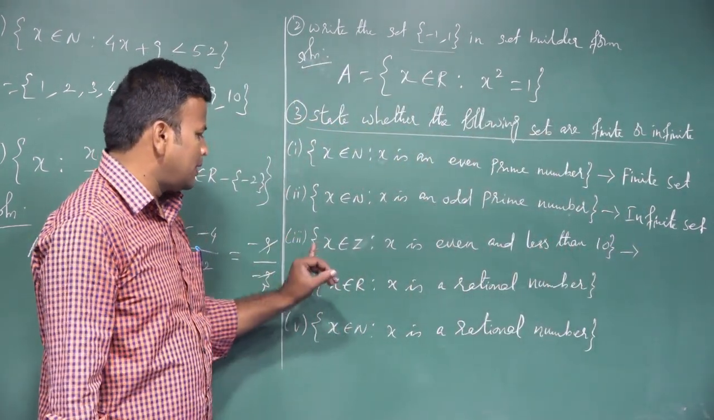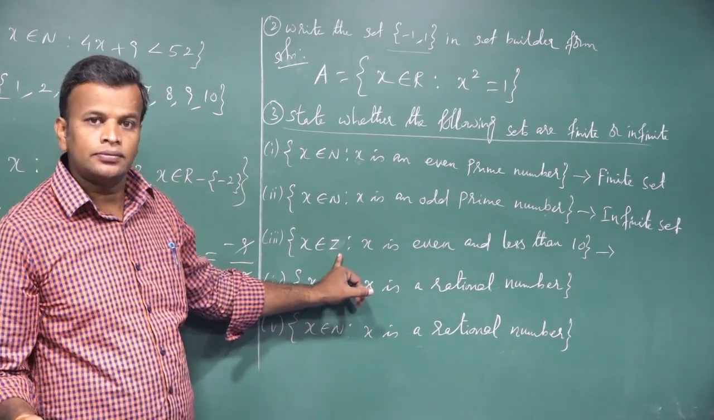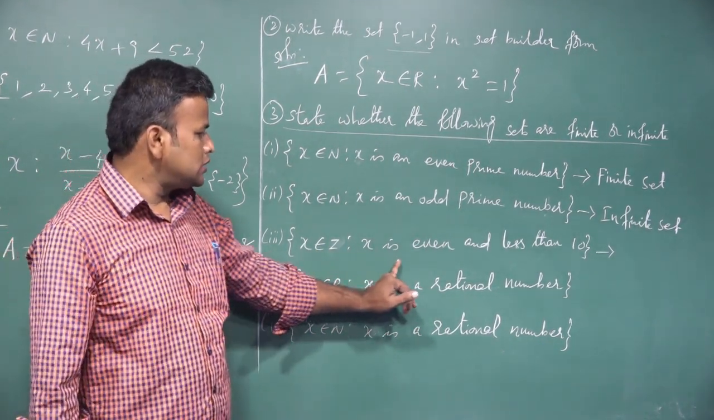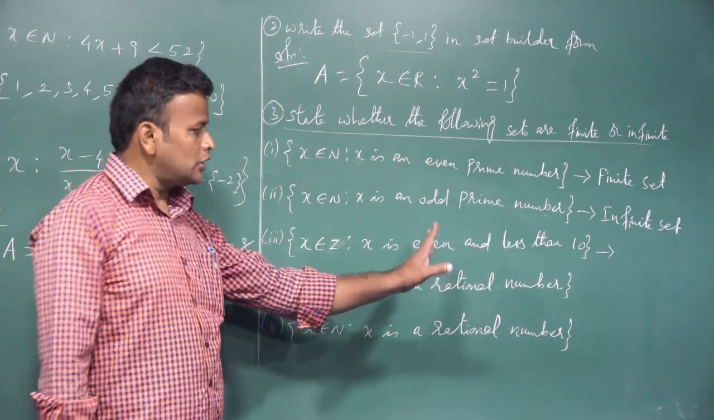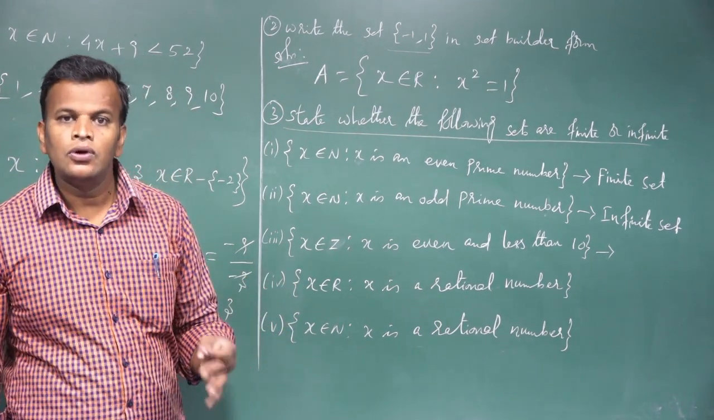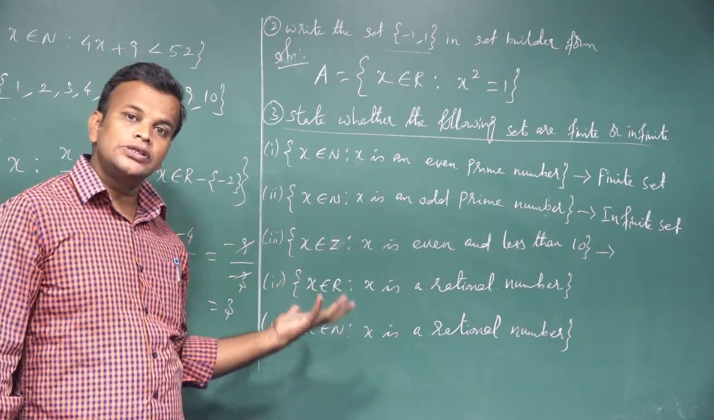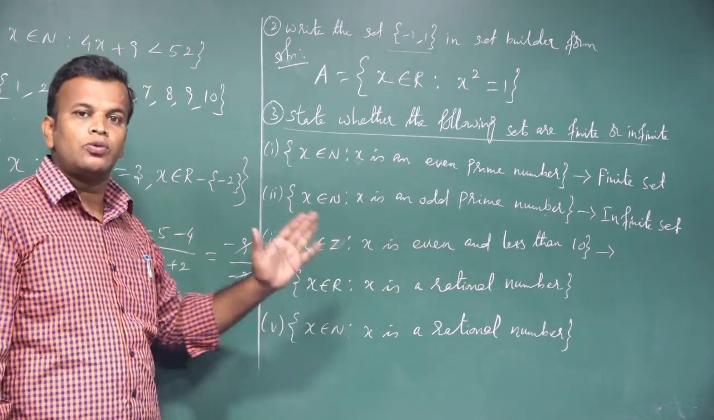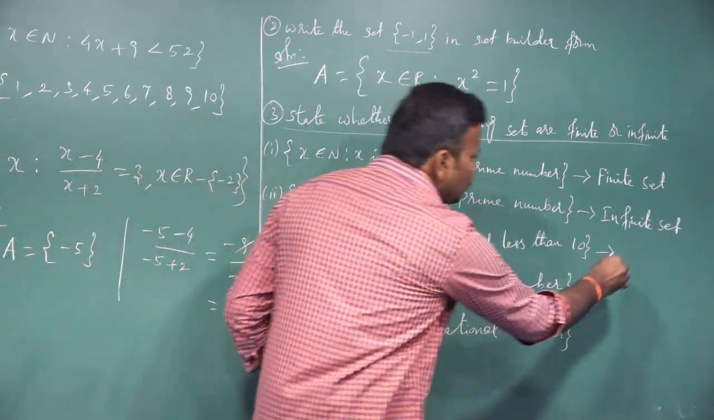Third one: x belongs to Z. Z means integer, the set of all integers. x is even and less than 10. What are the even numbers less than 10? 8, 6, 4, 2. And since x belongs to Z, it is an integer, so negative values are also possible: minus 2, minus 4, minus 6, all values are possible. Therefore it is also an infinite set.